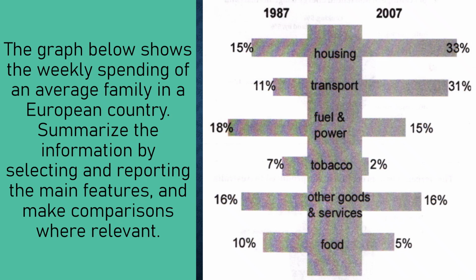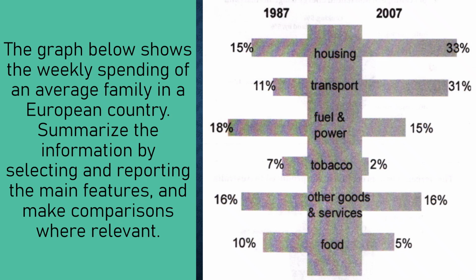There are some weekly spending of a European average family, and they spend on housing, transportation, fuel and power, tobacco, other goods and services, and food. And we have to compare the 2 years, 1987 and 2007. What is the difference in them? The presentation or writing method is the same that we already have used with the other type of bar chart or column graph. So let's see what's the statement given in the paper.